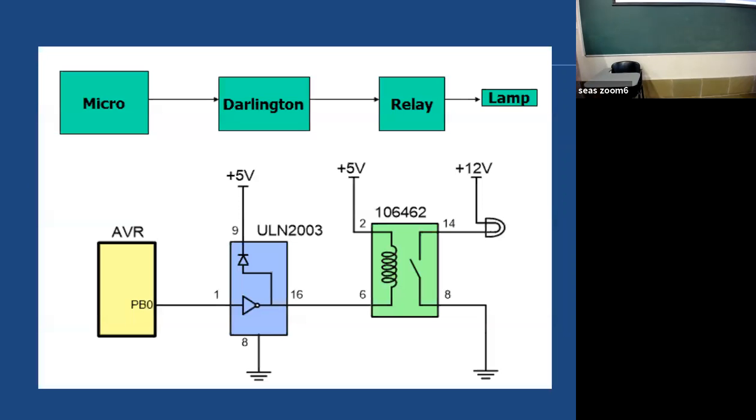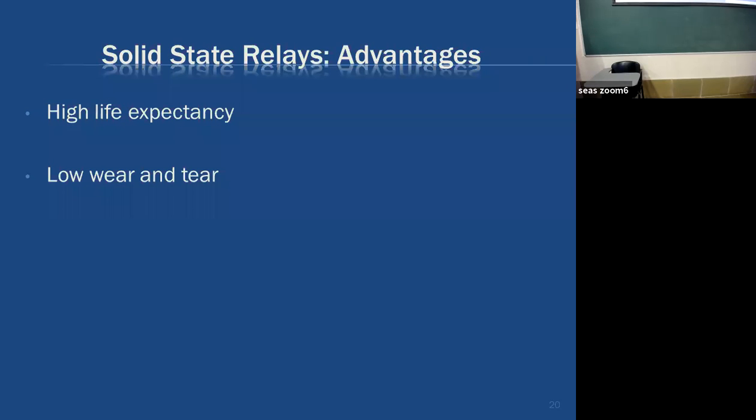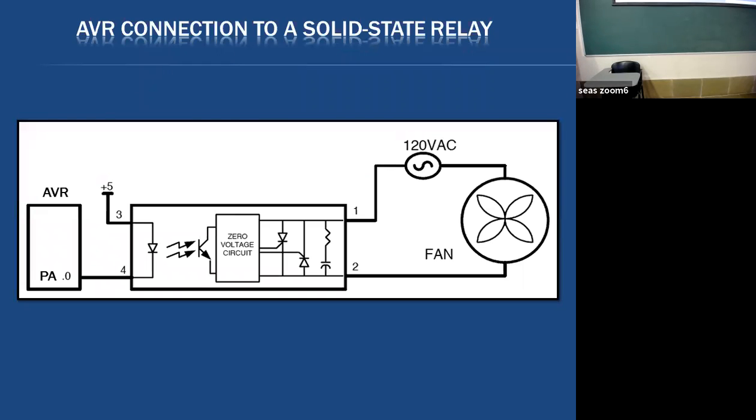Now, if you have electromechanical relays, we have a few things. We have low life expectancy because of high wear and tear. So we go for solid state relays. They have high life expectancy and low wear and tear. So here is an example. We have a fan. Now we have AC voltage in the picture. So here is our AVR. We can have, say, any port pin here. Plus 5 volts, diode. You send logic 0. This emits light. This light can turn on a transistor, a phototransistor. In this case, this can complete the circuit, and we can have the current flowing. The fan is on.